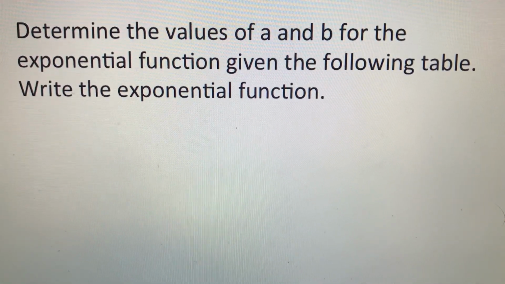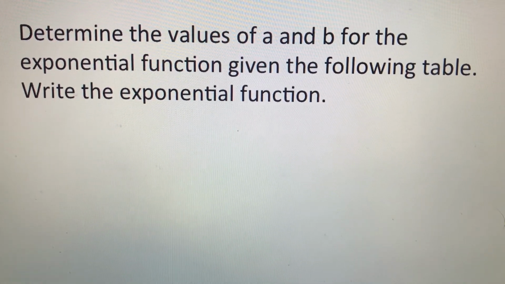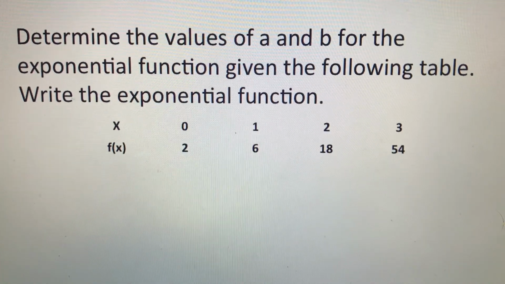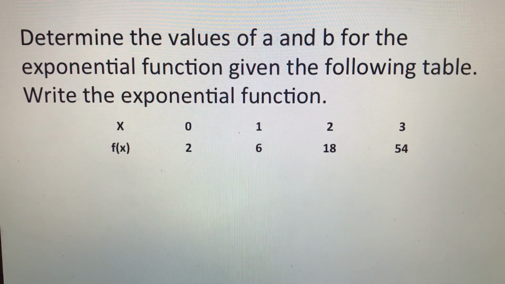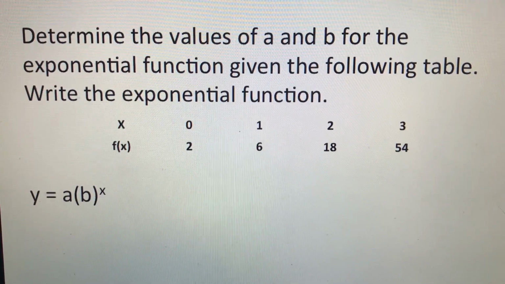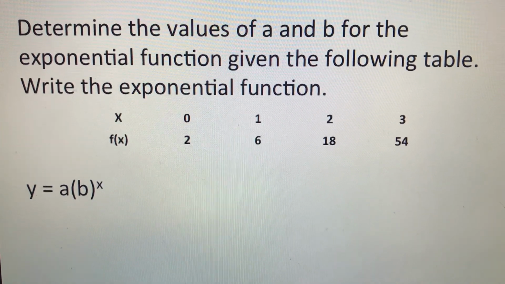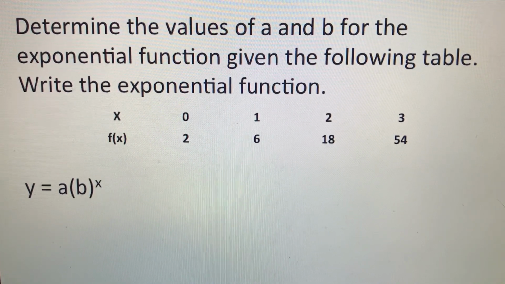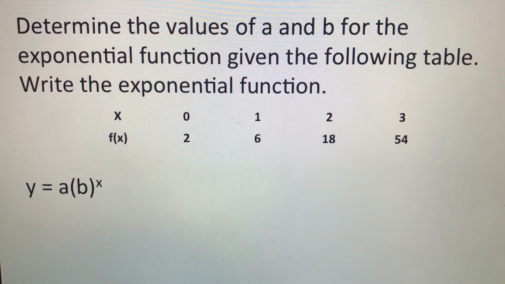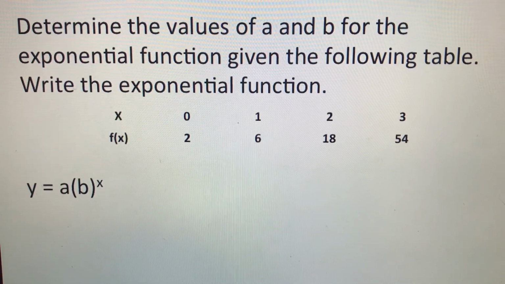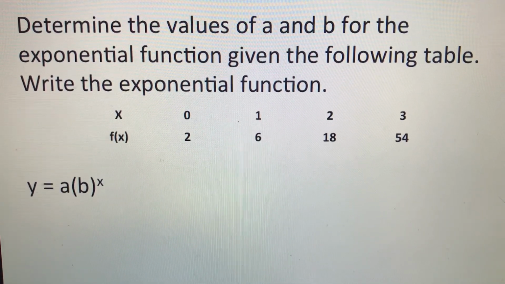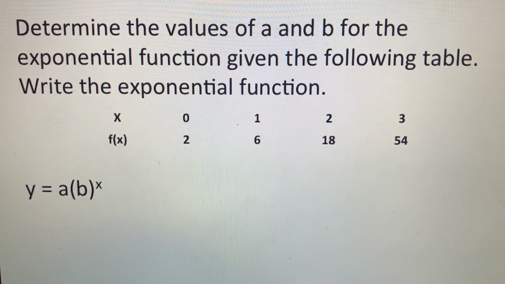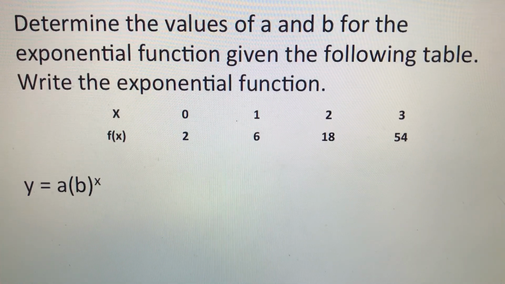Determine the values of a and b for the exponential function given the following table. Write the exponential function. For our first example, we're going to start off with our equation, y equals a times b to the power of x. Our a value is the initial value, or the y-intercept. Y-intercept is just another fancy term for when x equals 0, and as we can see from the table, when x equals 0, y, or in this case f of x, equals 2. So we now know that a equals 2.